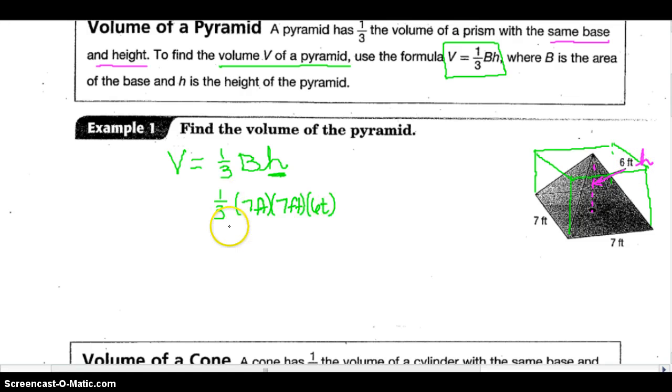Okay, so to find that, I'll punch it all in my calculator and do 49 times 6, and then divided by 3 gives us 98, and it's volume, so it's feet cubed. Again, you have feet times feet times feet, so we end up with feet cubed, and that's the formula.